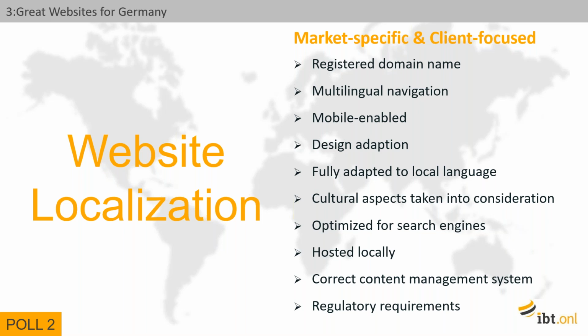It has to have the right content management system. It's got to have the right regulatory requirements. We'll get down to that later. It has to be mobile enabled, multilingual. Register your domain name. Register your .de domain name. That's one of the key things to start with. So those are the 10 criteria. When we talk about localized websites, that's what we mean. So when we're talking about a German website as opposed to a US website, those are the attributes that we will be looking at to address.